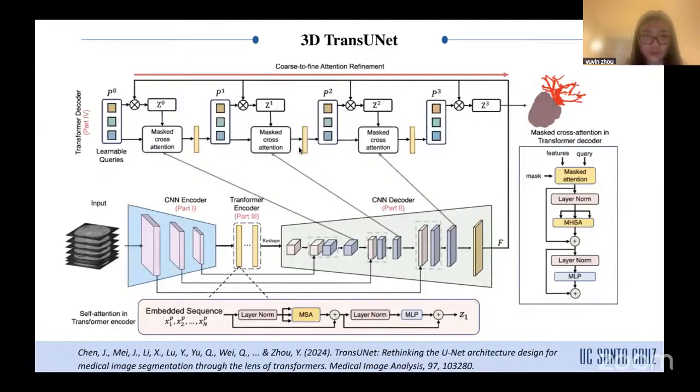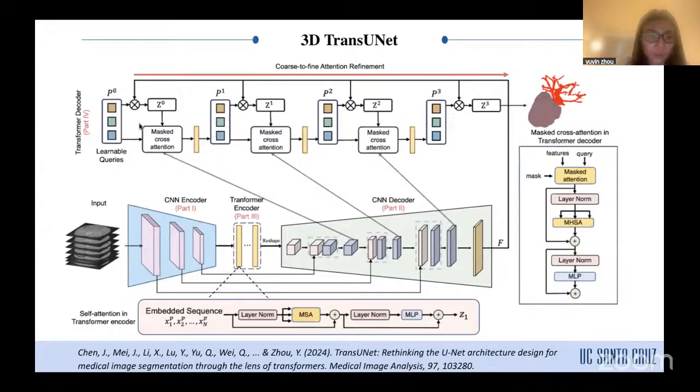And later on, we also extended it to a 3D framework, which is still very similar to the previous TransUNet architecture in the 2D space. We had a CNN-based encoder, and a transformer encoder inserted in the bottleneck of the UNet architecture, followed by a symmetric CNN decoder.